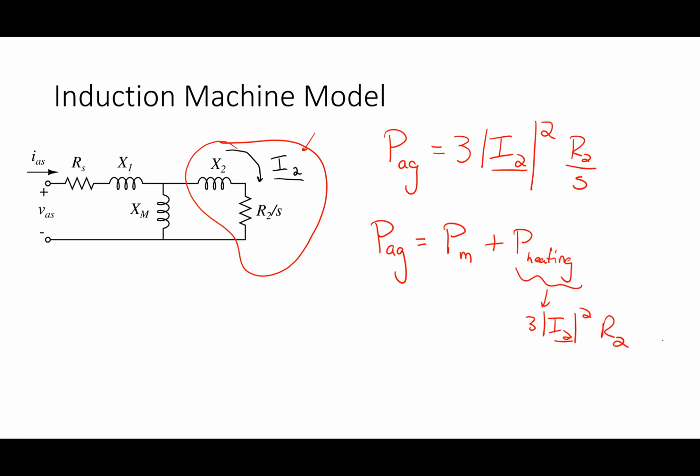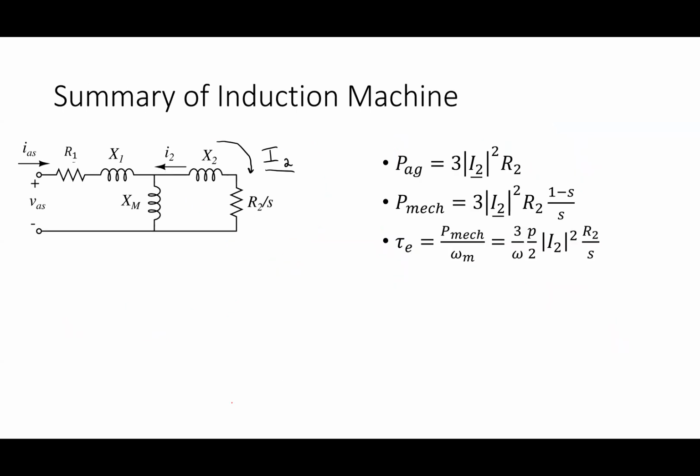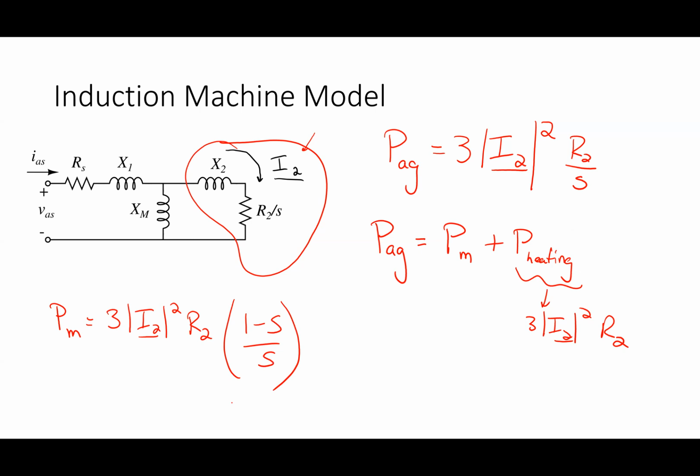And then if I want to figure out what the mechanical power is, I can use those two things together. I basically get that it's 3 times I2 squared R2 times (1 minus S) over S, like that. Right? Yes. Okay.